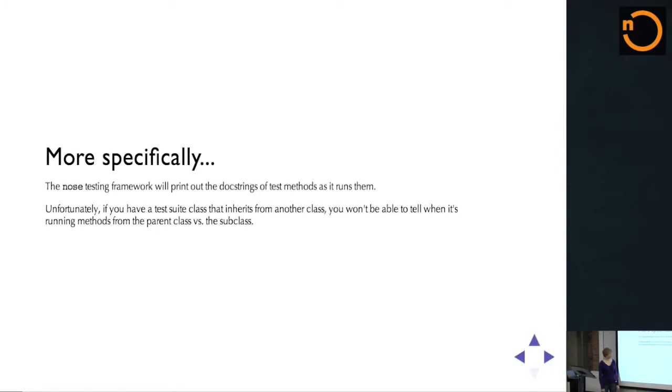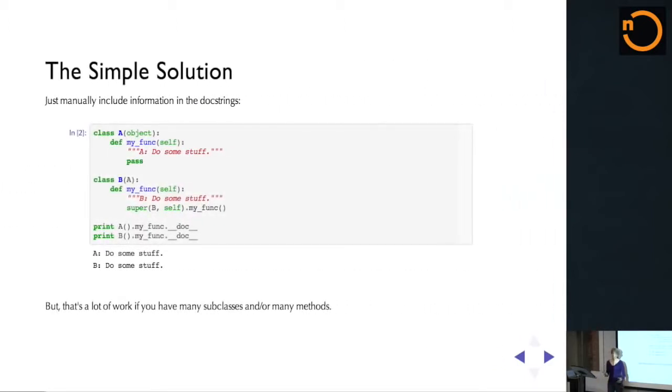This is normally not a problem, but in these specific cases, like when you're trying to use nose for this, it makes it very hard to debug and see which of your test cases are actually passing and which are failing. So I set out to try to find a solution to this. The simple solution, which you might think of, is just to include the information manually in the docstrings. That's probably the best solution for simple cases. You just change A and B, there you go, you're done. But if you have lots of methods or lots of subclasses, this can get pretty arduous. There should be a better way to do this a little bit more programmatically.